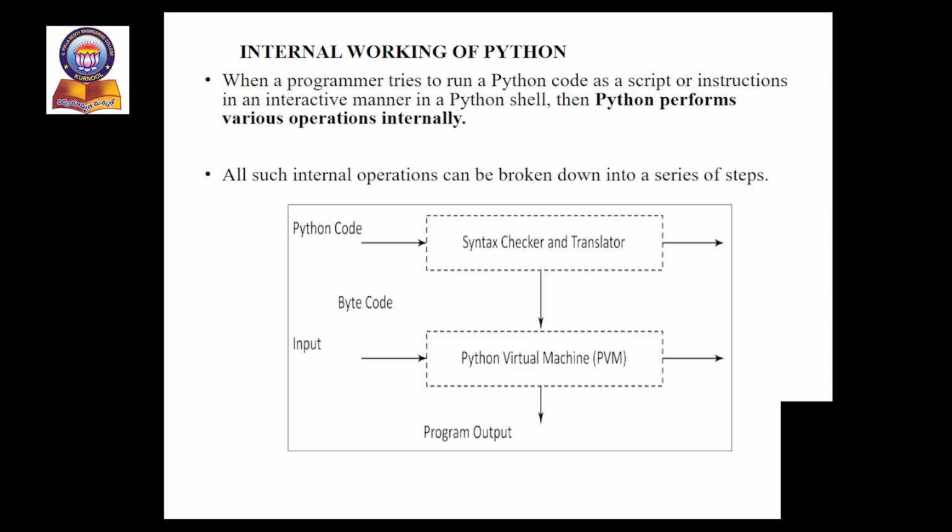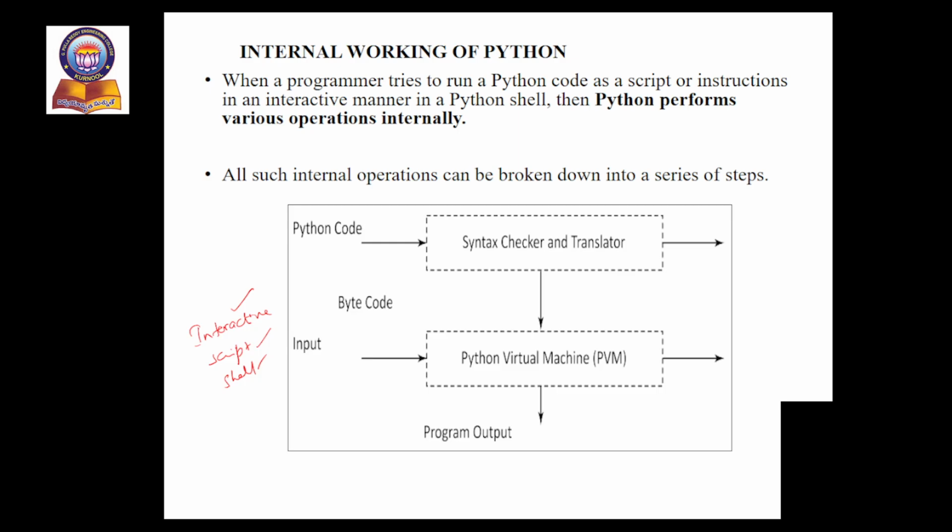So this is about the different modes of execution, or different modes of interacting with Python, right? One is the interactive way. Next one is a script way. Next one is a shell way. Interactive mode, script mode, shell mode. These are the 3 ways of interacting with Python.